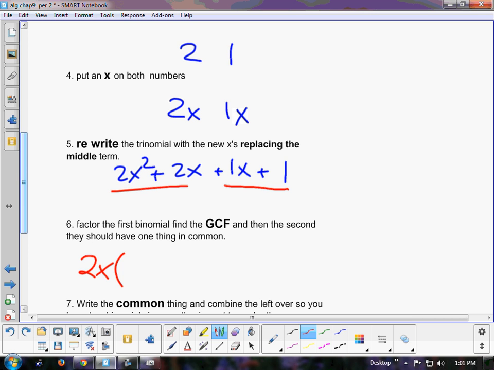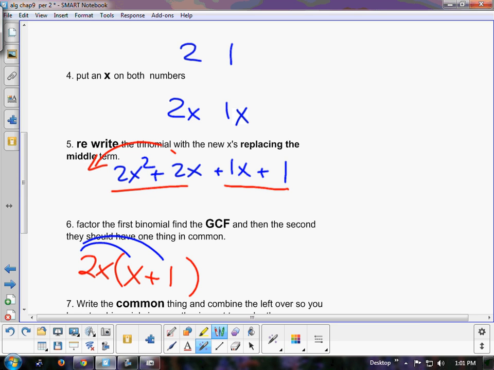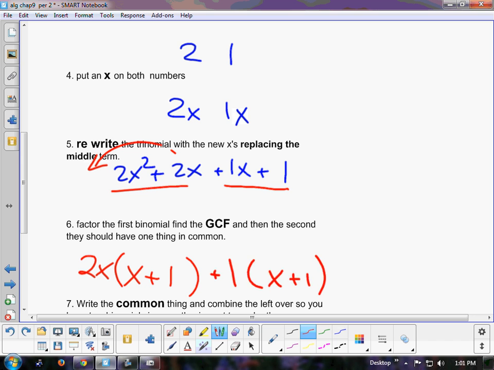2 and an x. What's left behind? An x. You don't put, no. I took the 2x by division out. There'll be a 1 left behind. If I were to redistribute this, you would get the same thing that's up top. What am I going to take out of the second term? A 1. So when I take out a 1, what's left behind? Well, just x and 1.